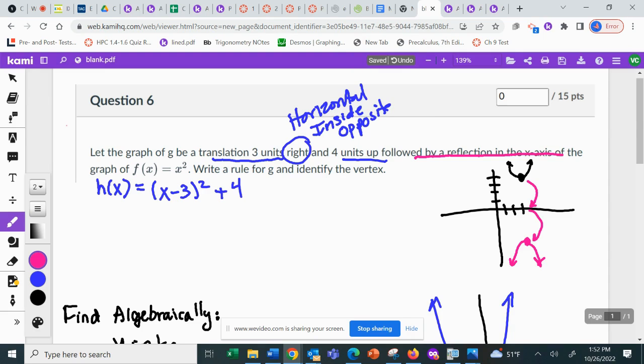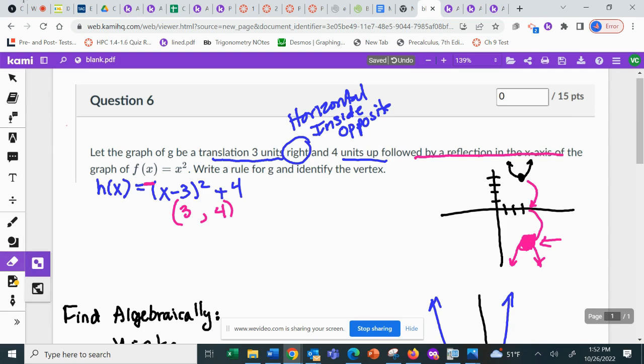All right? What a lot of you did was you're like, oh, reflection in the x-axis, here goes, and then you wrote down that answer. All you did was stick a negative up front. That's not correct. Because if I look at this negative up front, my vertex would be (3, 4). Is that this vertex way down here? No. This vertex is not (3, 4).